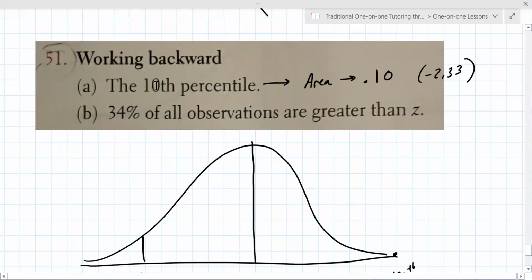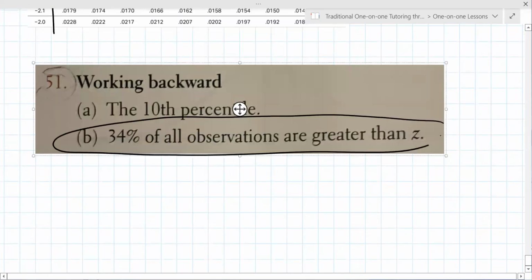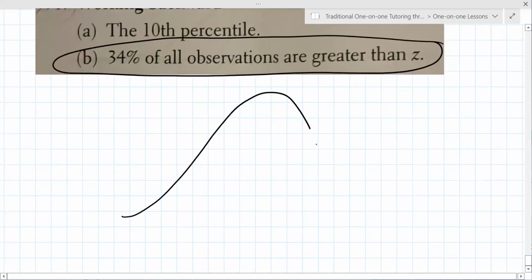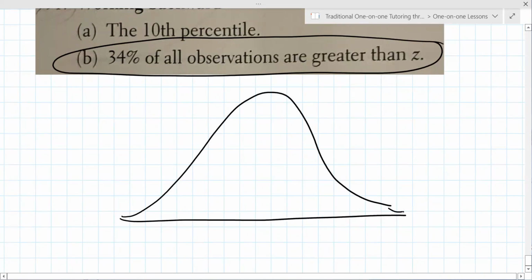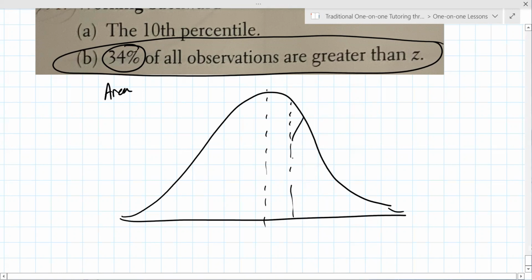34% or greater than z. Okay, so let me draw it again. And you've seen how I've drawn every single one of these with a normal curve. I would strongly recommend doing that for tests and quizzes, just to make sure you got it. Percent means it's an area. So they're saying 0.34. So we know that about half is above here. It's kind of like all the area over here. This area is 0.34.